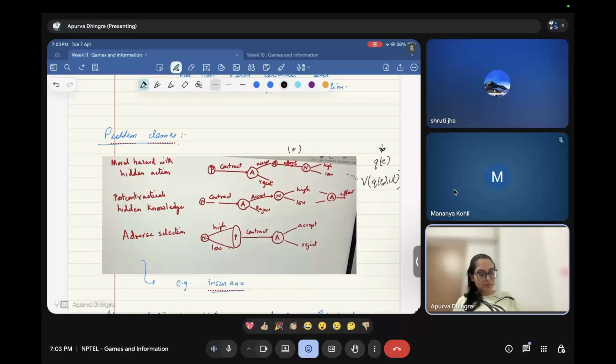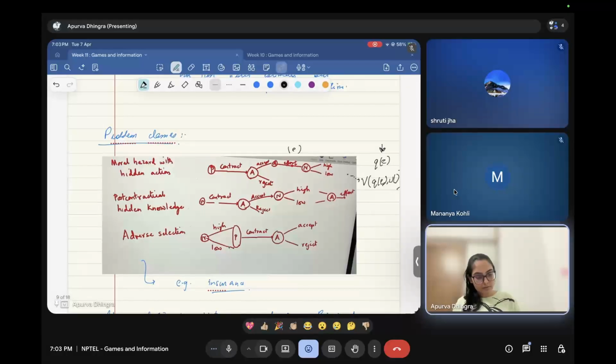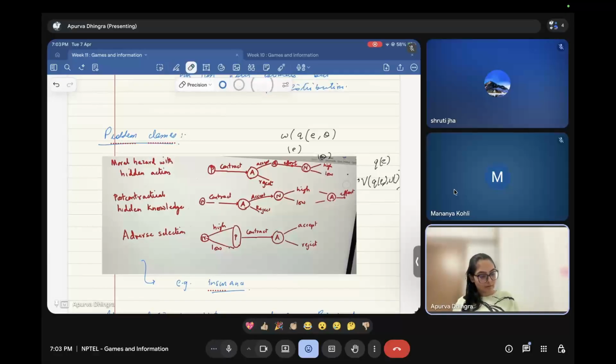But here Q is dependent on E and theta both, right? Nature is coming into the picture. So this is the scenario where the wage would be dependent on a function, some value, and that value itself will depend on this E and theta. So this is the theta part. Yeah, I did not write the thetas in here.